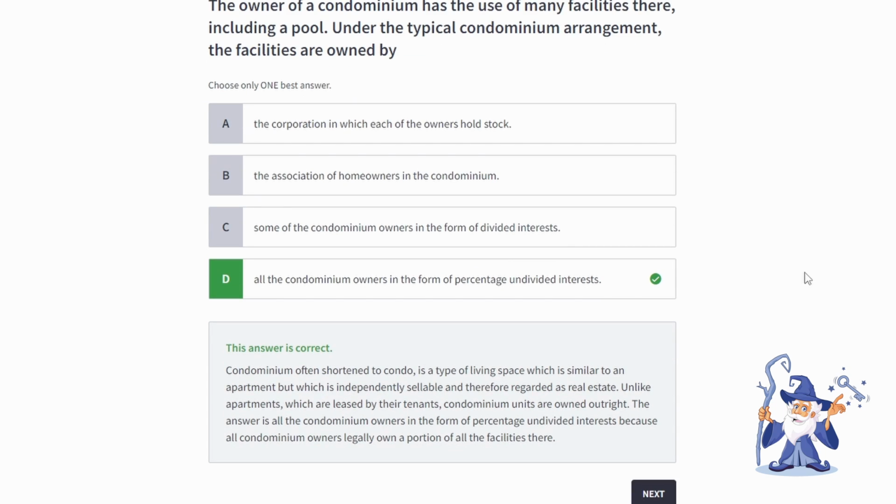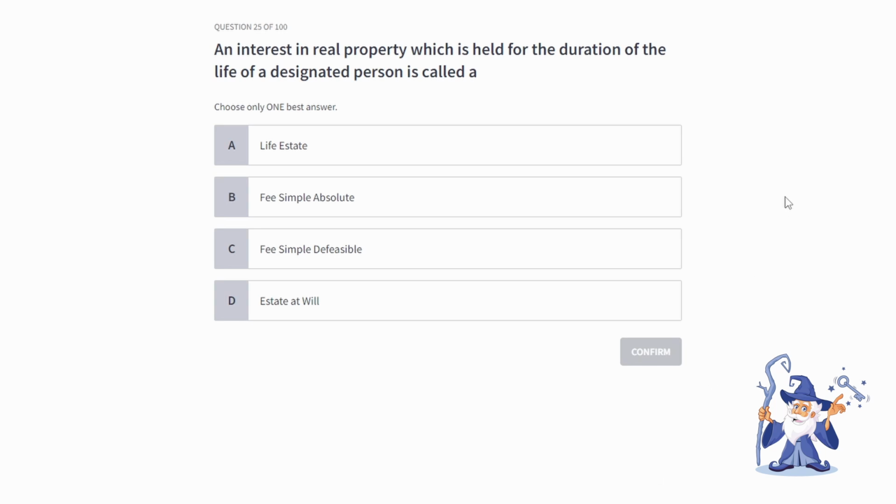So obviously we talked a little bit about this earlier, but unlike apartments, which are leased by tenants, condominium units are owned outright. So the answer is, again, all of the condominium owners own it in the form of percentage of undivided interest, because all condominium owners legally own a portion of the facilities there. Makes sense? Hopefully. Alrighty, next one.